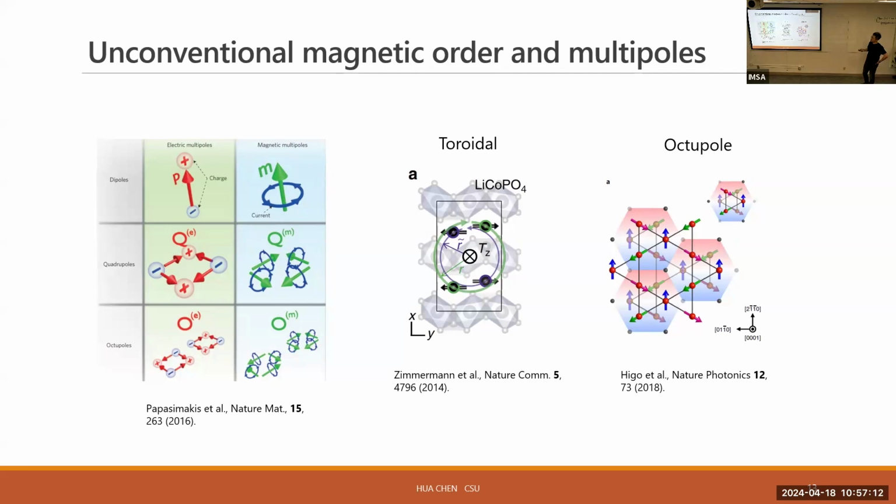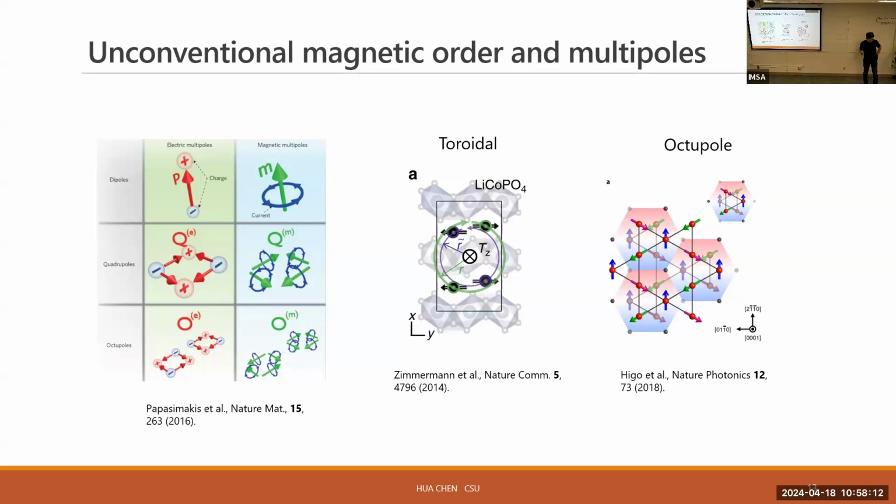One example is a toroidal moment. You can imagine that these spins form a circle in the unit cell. They point head to tail, so that you can imagine there is a non-zero spin cross product position of the moments. That's just one component of the quadrupole moment of spin. For the compounds that we just looked at, you can use simple arguments to see why it should have octupole moments. It's an antiferromagnet, so the dipole moment vanishes. It has inversion symmetry, so it shouldn't have any quadrupole moment. The lowest order non-zero multipole moment should be octupole.